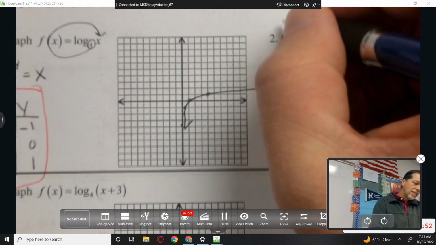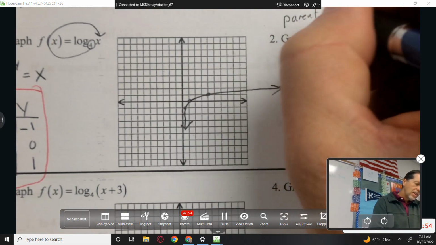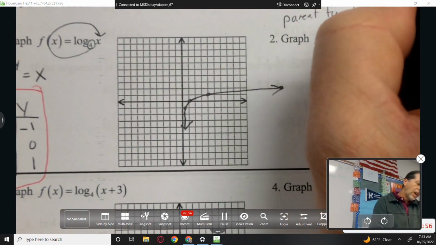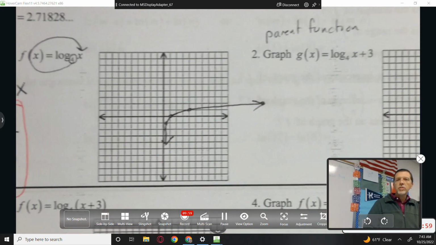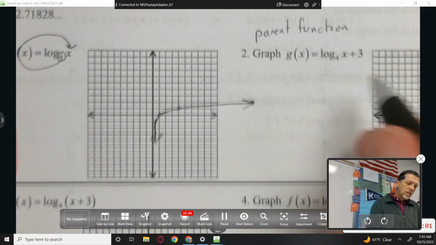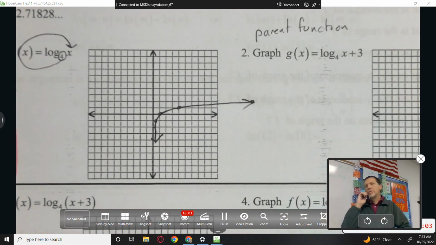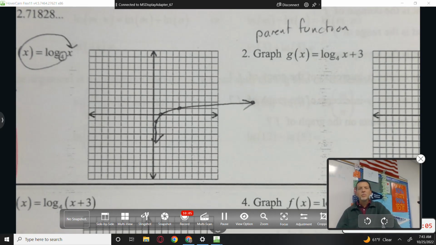After that, just like we did yesterday, we'll think parent functions. So what is that plus 3? Oh, this is one of those tricky ones. Do you know what that plus 3 does on number 2? Is it an up 3 or is it a left 3? It's one of the two.